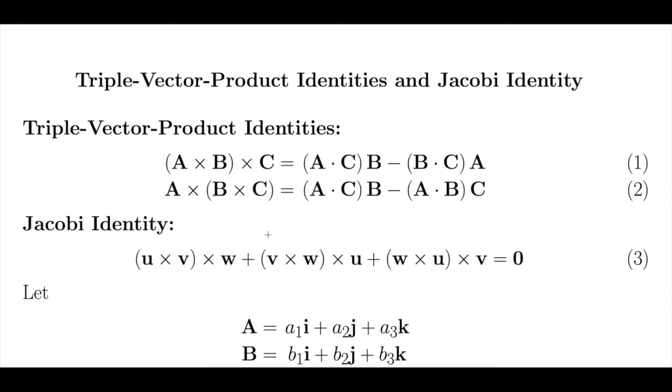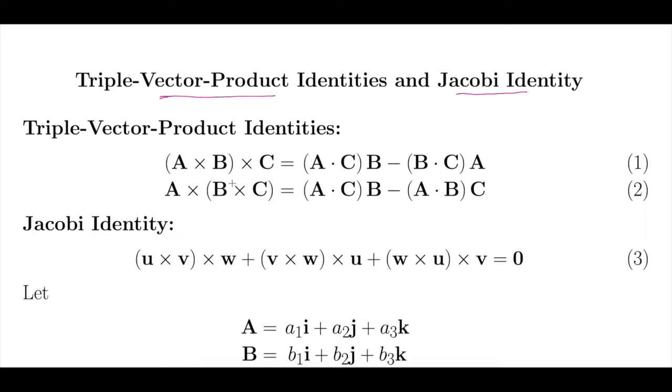Hello, so in this video we will talk about two identities regarding three-dimensional vectors. The first one is the triple vector product identity. And the second one is the Jacobi identity, which we will prove by using the triple vector product identity.